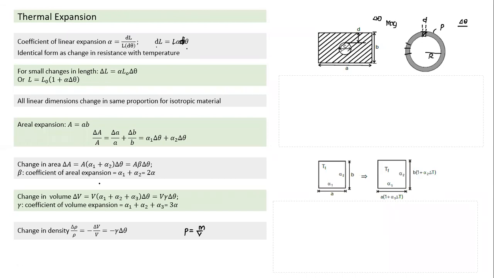Or I could have also written something similar, the way you wrote L is equal to L naught into 1 plus alpha delta theta. We could have written that also. What is rho? Rho can be written as rho naught into 1 minus gamma delta theta. Unlike other cases, where everything increases with increase in temperature, this is the only one that decreases with increase in temperature. Okay, and that's the coefficient of volumetric expansion.